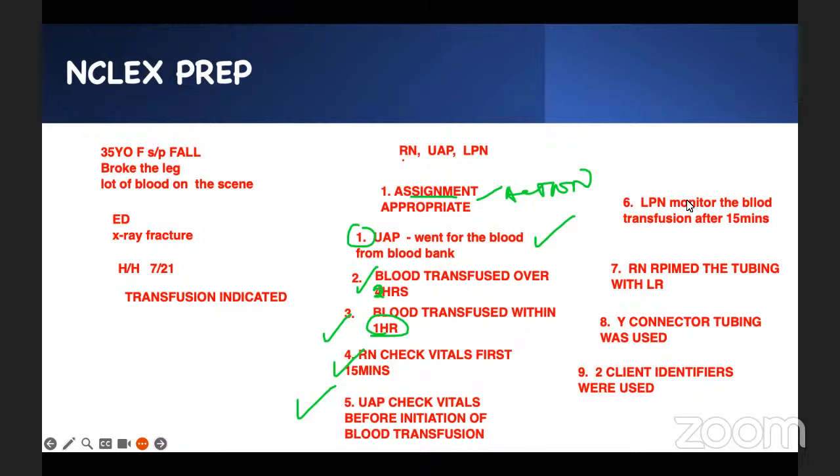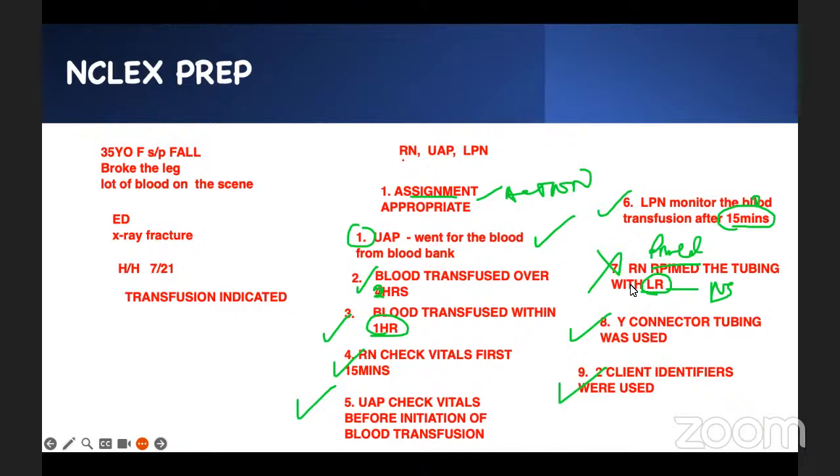RN. LPN will monitor blood. Okay, after 15 minutes, yeah, RN can delegate to LPN. And this is prime. RN prime the tubing with LR. No, you use normal saline. So this is wrong. Y connector tubing was used. So this is good. And two client identifiers were used. So these are all appropriate.